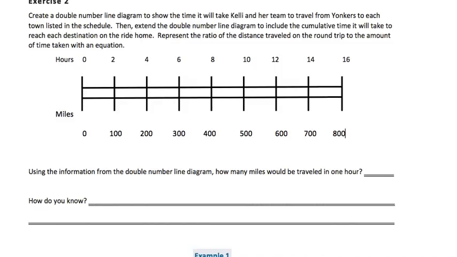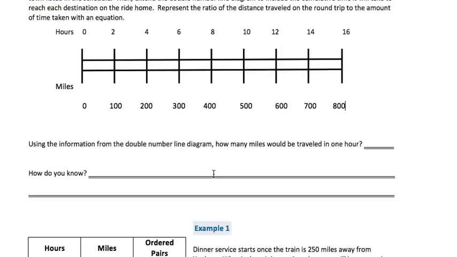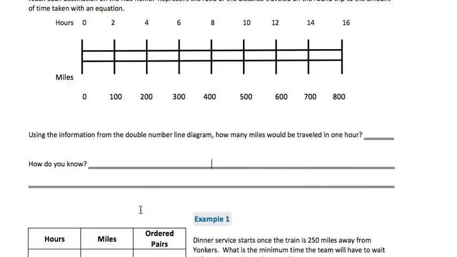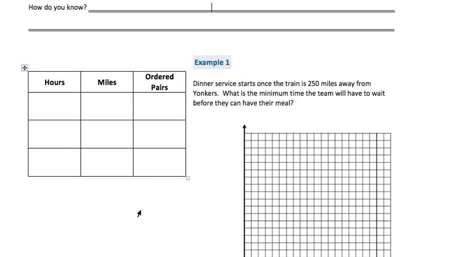So a double number line diagram is simply showing you those two values in your ratio on the same number line continuum. And then you can answer the questions based on the number line diagram or based on your table. Either one is fine. In example 1, they're talking about dinner service starting once the train is 250 miles away from Yonkers. And what is the minimum time the team will have to wait before they can have their meal?